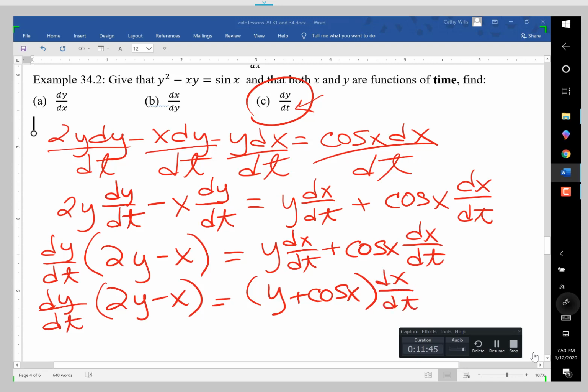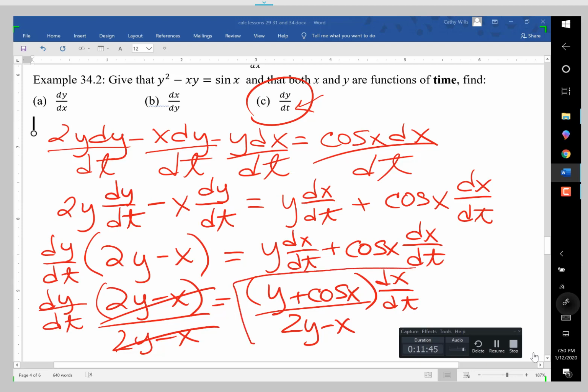And now I'll divide both sides by 2y minus x. And that gives me my dy/dt. So dy/dt equals that big ugly thing there: y plus cosine x over 2y minus x, times dx/dt.